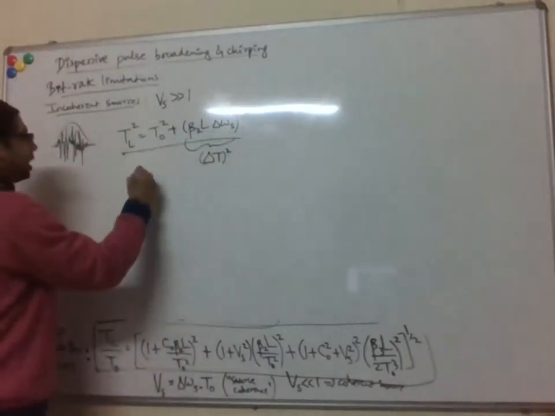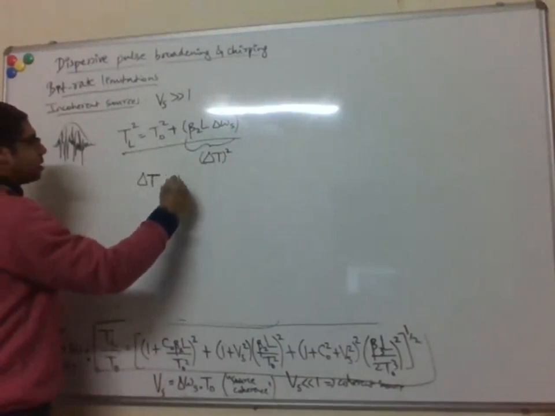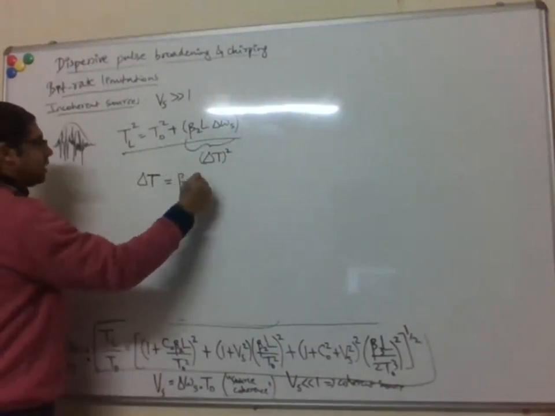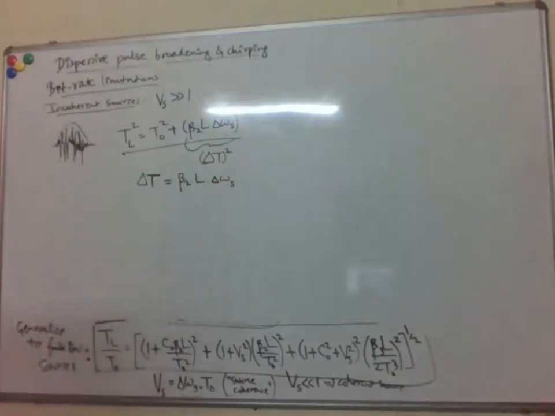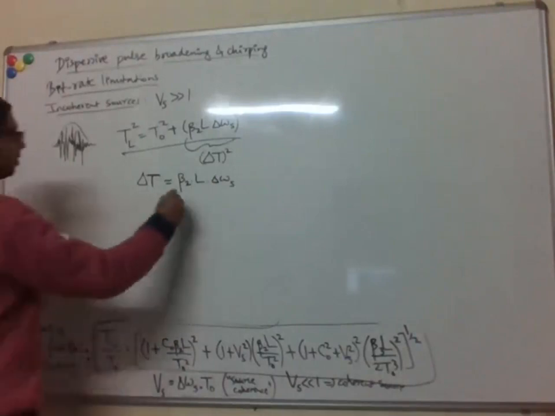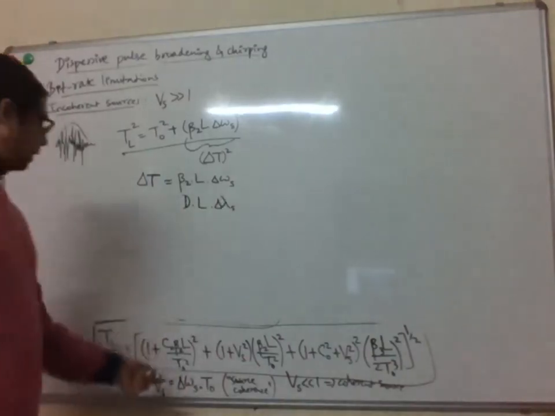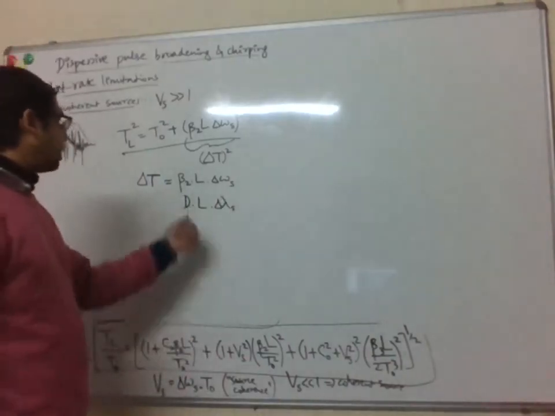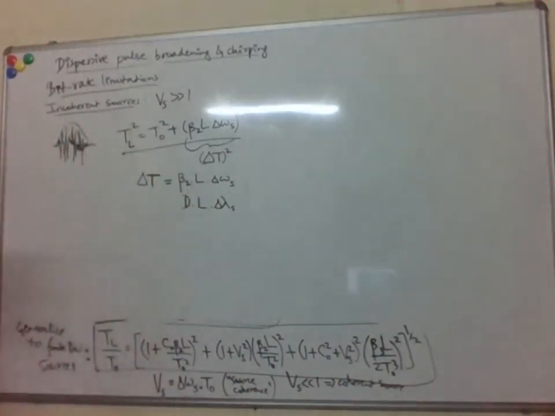So we recover the formula that we had in the beginning for dispersive broadening: the GVD times length times source bandwidth. The same equality in wavelength looks like this. So we are just checking that in the limit of incoherent sources, we recover the formula we had.